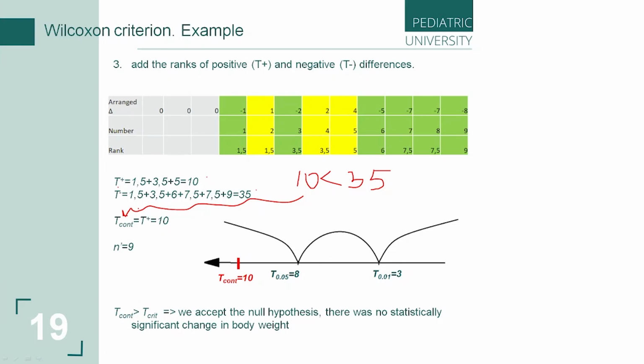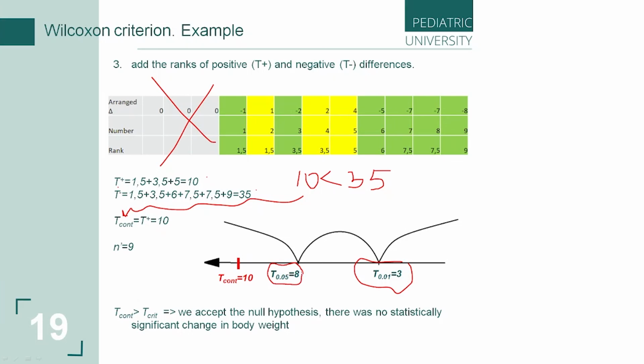So, according to the paired Wilcoxon criterion tables, we look at the critical values, yeah? And the new number of sample items is 9. I said it because we have a zero, and we must forget about zeros, yeah? So we get that T at the 0.1 significance level is 3, and T at the 0.05 significance level is 8.